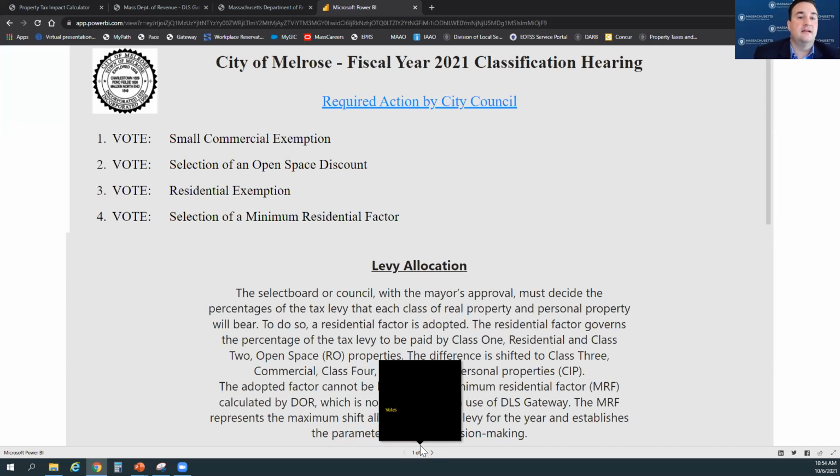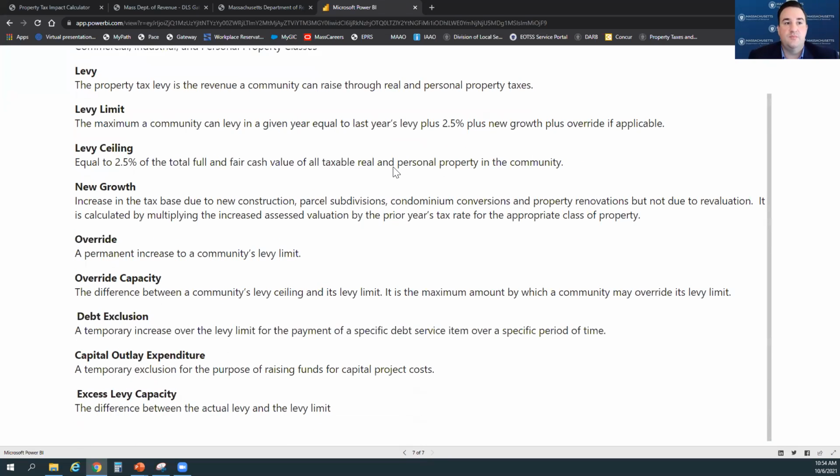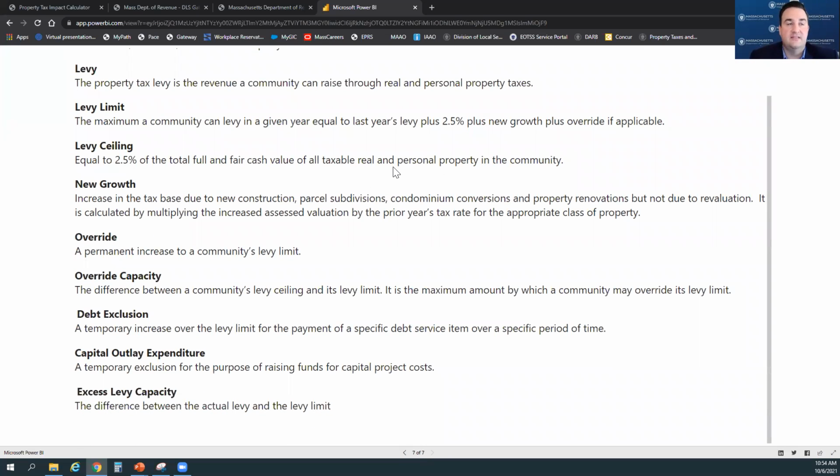On the end bookmark, you have to imagine that some of the people attending these meetings might be new officials, new residents, or people not familiar with municipal finance terms. This is a good thing to put at the end of any presentation. All these terms and definitions are available through the documentation or the links that I showed you right on our website. If you have trouble finding any of this, definitely feel free to reach out.